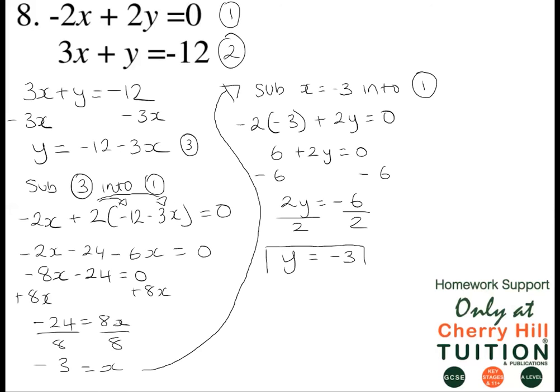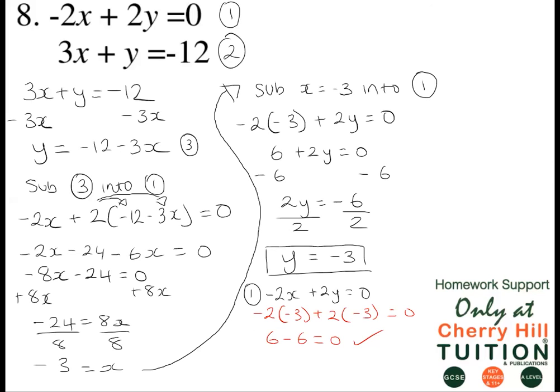Okay, so now let's check if our answers are correct by substituting our values of x and y back into the original equations. Equation 1 is minus 2x plus 2y is equal to 0. So minus 2 multiplied by x, which is minus 3, plus 2 multiplied by minus 3 should be equal to 0. So minus 2 multiplied by minus 3 is 6, plus 2 multiplied by minus 3, which is minus 6, which is equal to 0. So it matches the first equation.